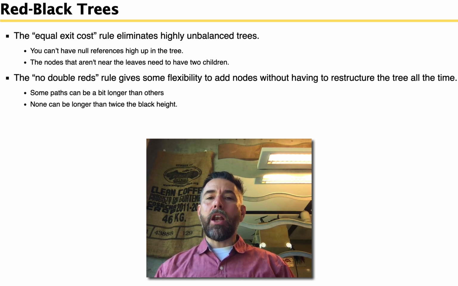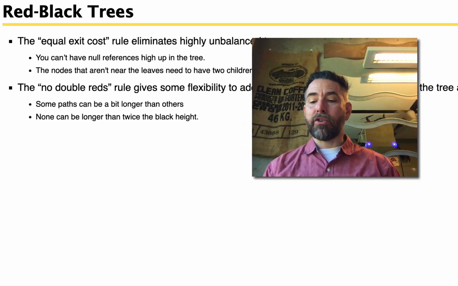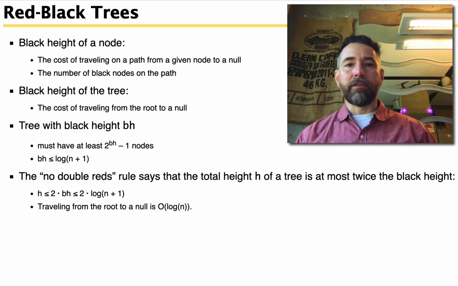And it ensures that no path is going to be longer than twice the black height because we know we can't have 2 reds in a row. And so the highest a tree can be is twice the black height of the tree. So we haven't really introduced the idea of the black height, so let me talk about that. The black height of the tree is the exit cost.